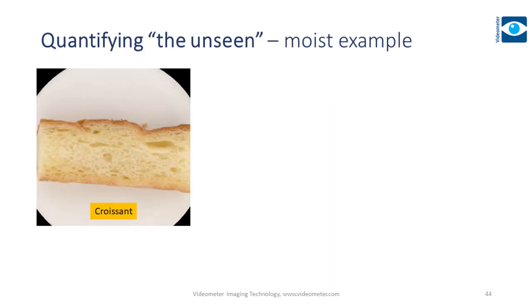Next up is a croissant example. Here we want to visualize and quantify moisture in the croissant. So we need to detect the moisture, but in the regular color image, no moisture is really visible.